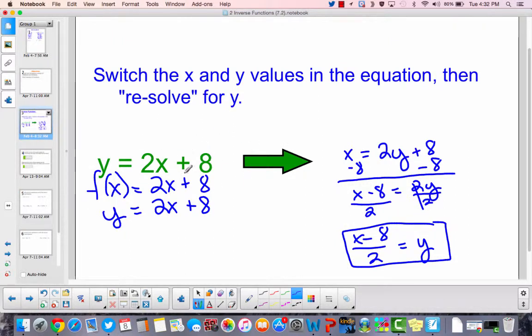Now let's think about that. What's the opposite of adding? Subtracting 8. What's the opposite of multiplying by 2? Dividing by 2. And so that's really what you're doing. Inverses just swap the x and the y. The x and y values change.